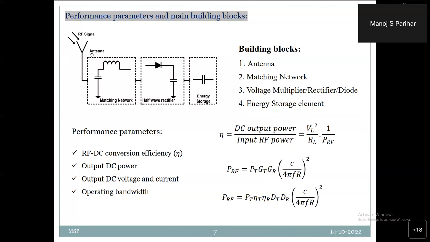And here the input power can be determined by this Friis equation: PT, GT, and GR, where GT is the gain of the transmitting antenna, GR is the gain of the receiving antenna, c is the velocity of light, and then 4 pi f r. f is your operating frequency, and r is the distance between your transmitting RF source and your receiving rectifier circuit.